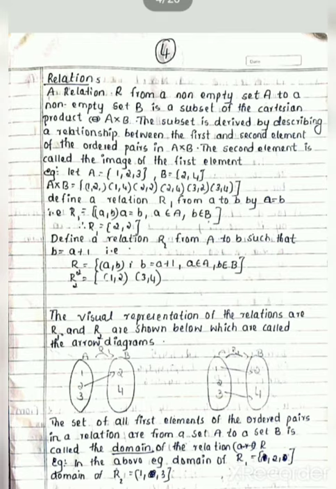What are the elements of A cross B in which a is equal to b? Means the first element is equal to the second element. Only (2, 2) we have. So that relation is named as R1. R1 is {(2, 2)}. Only one pair we have. So see, R1 is a subset of A cross B. What is a subset? A subset is a set in which all the elements of the set belong to the superset.